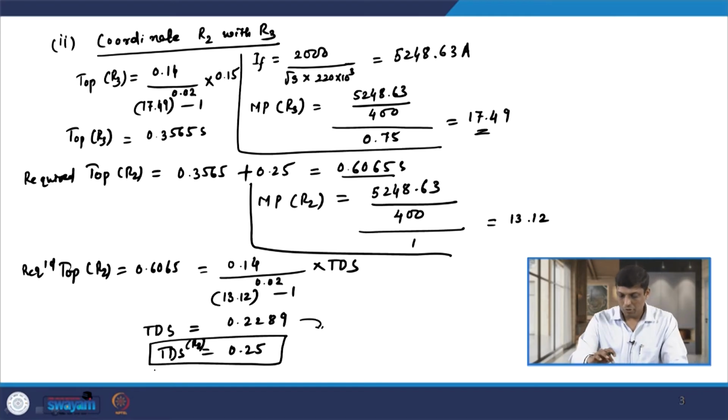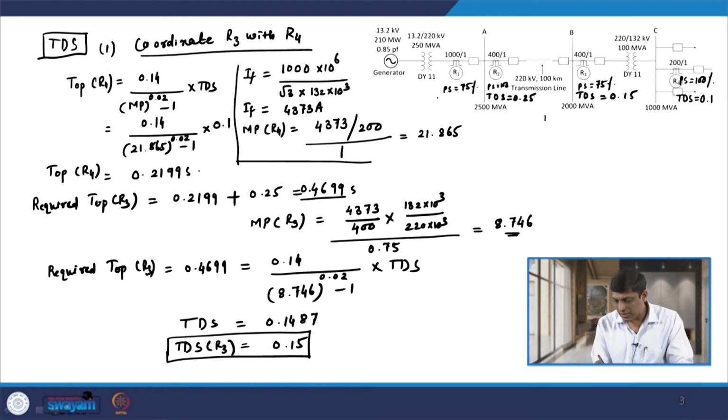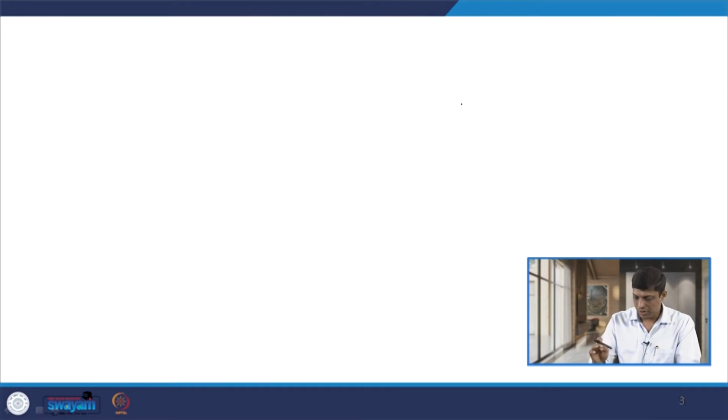So, if I go to the previous case, let us mark the TDS of R1, that is 0.3. So, in this example, we have calculated the plug settings of relays R3, R2, R1 based on the plug setting of R4, and later on we have calculated the time dial settings of R1, R2, R3 based on the TDS value given for relay R4. So, this is all about this example.